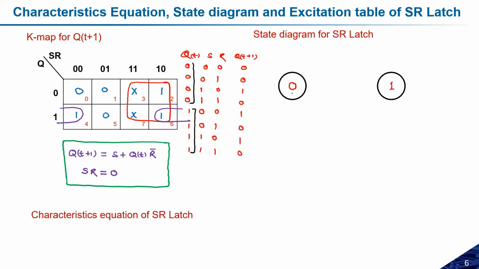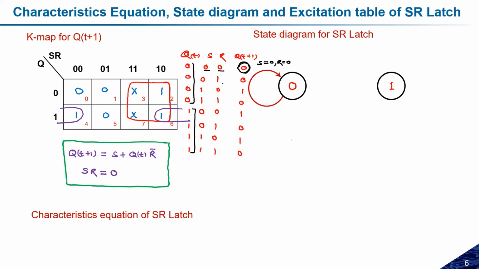Okay, now see the first case. The first case is Qt is 0 and Qt+1 can also be 0 if S is equal to 0 and R is equal to 0. So if the present state is 0, the next state can also be 0 if S is equal to 0 and R is equal to 0. So for this case, I will get the same output.